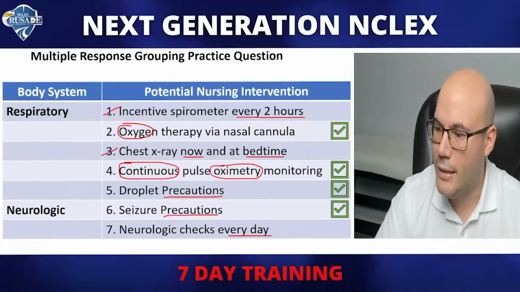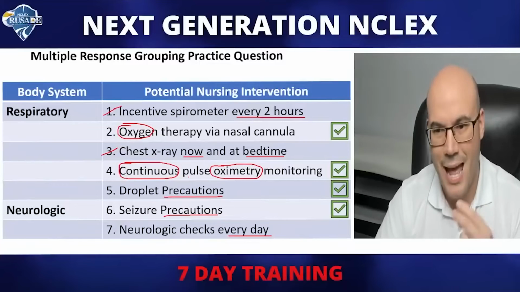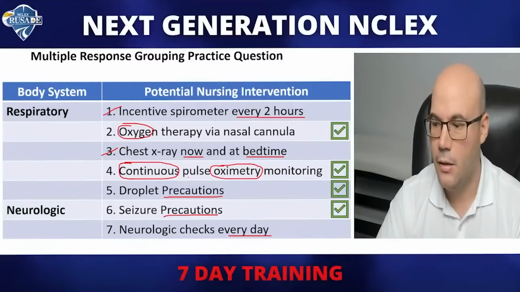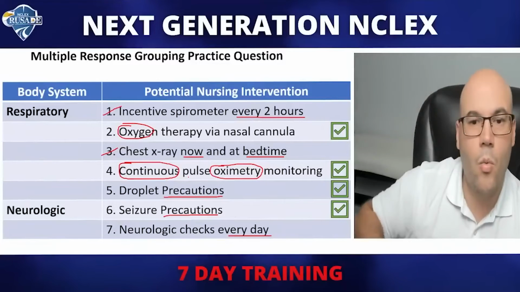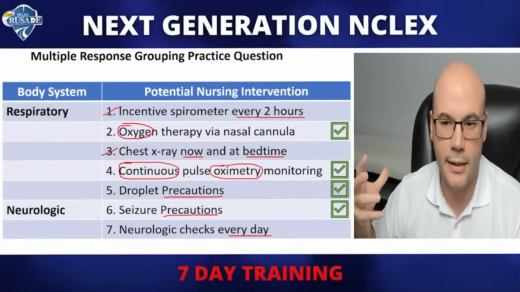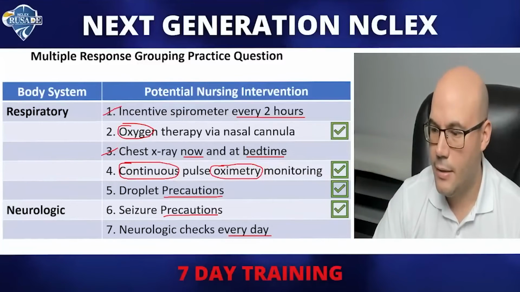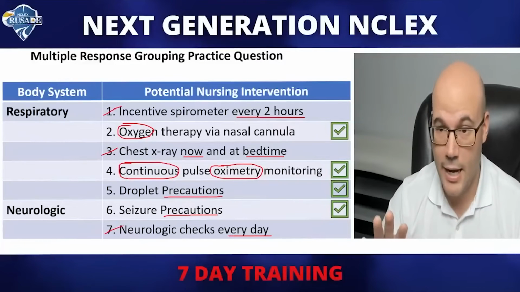Plus, look at the other time frames. Continuous pulse oximetry reading, now, continuously. Neurologic checks once a day or every day. You see the difference in time frame? So we're going to eliminate answer 7. Now, this is not it.